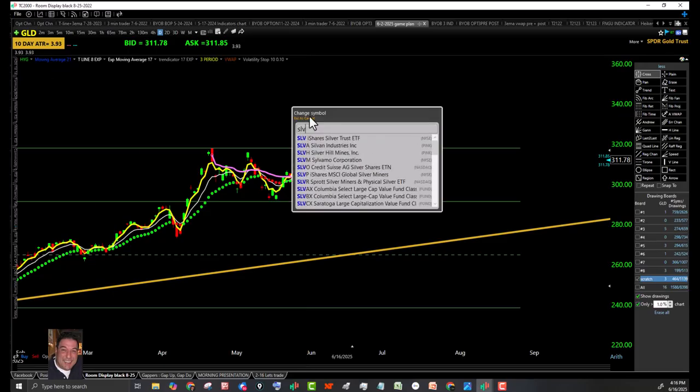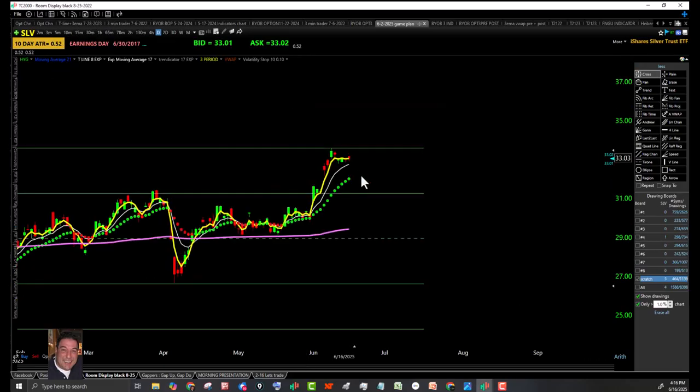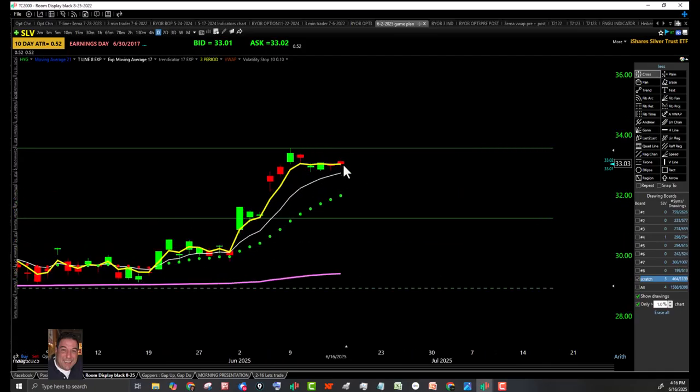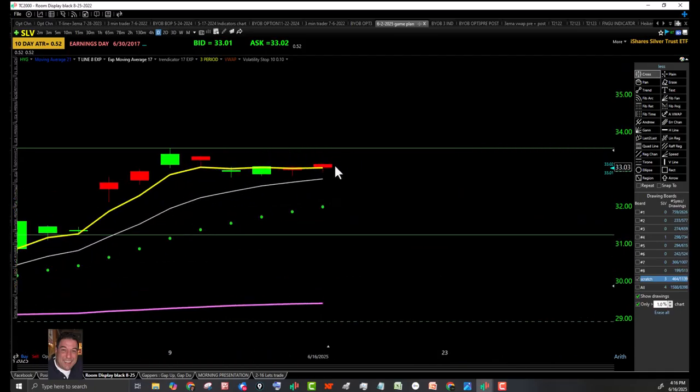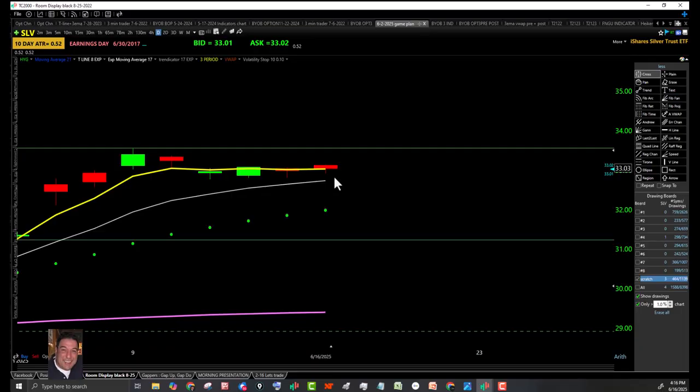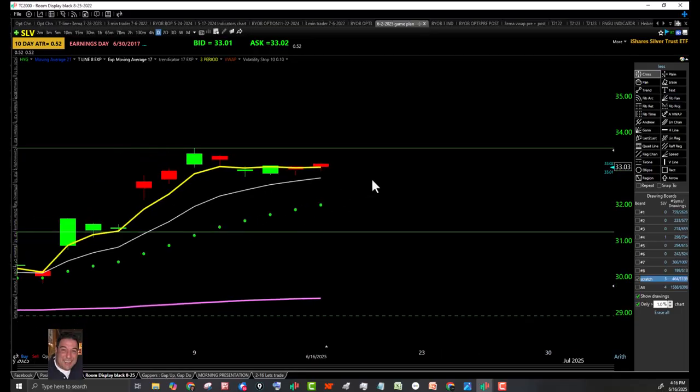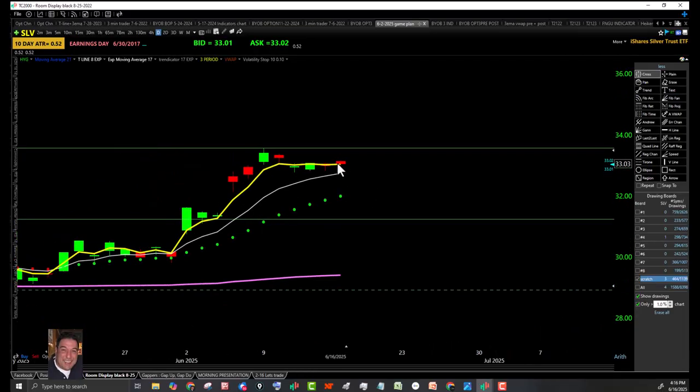Let's take a look at silver. Silver making a higher low and a higher high, closing over a bullish trap. That's bullish over the 17. That's bullish, moving up, holding that higher ground.